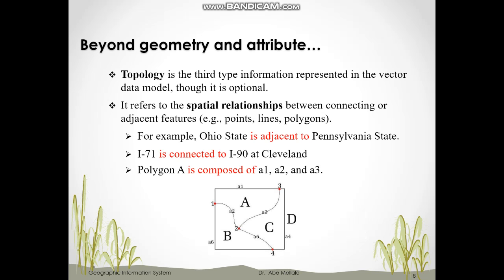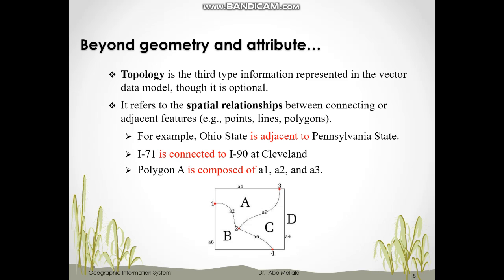For example, the state of Ohio is adjacent to Pennsylvania state. So this is adjacency of two polygon features, because they share borders, they share a boundary, Ohio and Pennsylvania. I-71 interstate highway is connected to I-90 at Cleveland. Okay, this is connectivity between two line features. So again, it's between two or more features, or the relationship between the features. It's not just one feature.